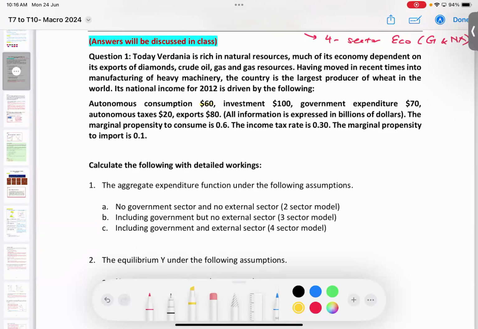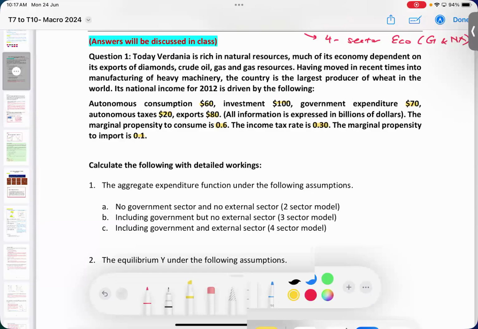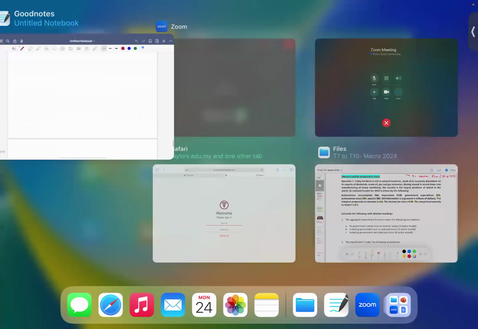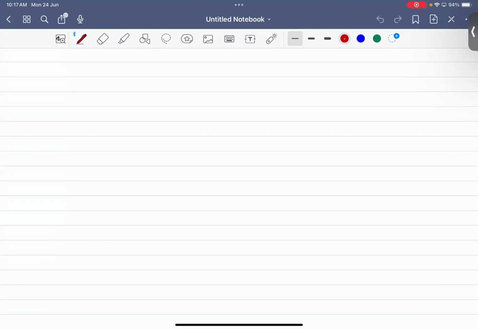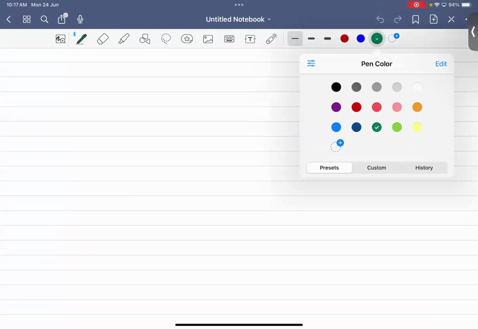Autonomous consumption is 60, investment is 100, government expenditure is 70, autonomous tax is 20, exports is 80. So you have all this information that's expressed in billion of dollars. That's the unit. The marginal propensity to consume is 0.6, income tax rate is 0.3, and the marginal propensity to import is 0.1. So what you should do, before you do any calculations, my advice is you put everything into the answer sheets. So you transfer the data first into your paper. In exam, open your answer booklet, write down all the information first.